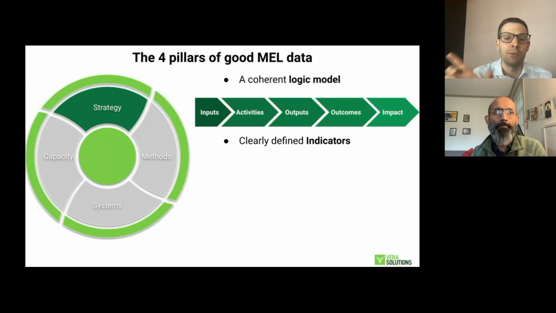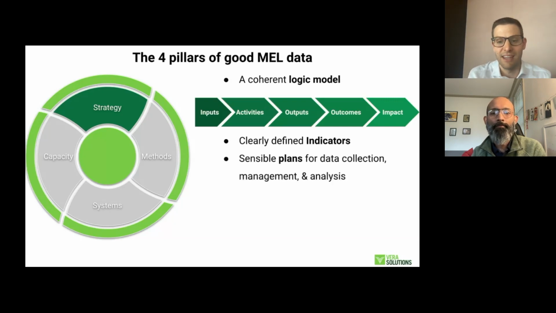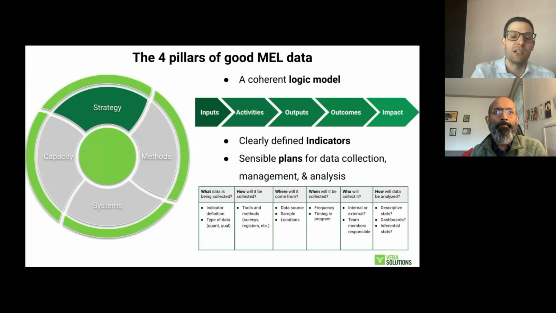And then within these, particularly within outputs and outcomes, clearly defining indicators that we're going to measure to track our progress, and then having sensible plans for those indicators. So actually mapping out for each indicator, what is that indicator? How are we collecting it? Where is it going to be collected? When is it going to be collected? Who's collecting it? How are we going to analyze it? And if you can't answer all those questions, it shouldn't be an indicator. It shouldn't be part of the plan.